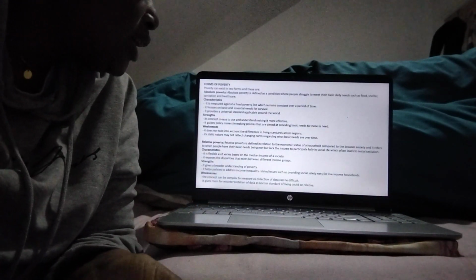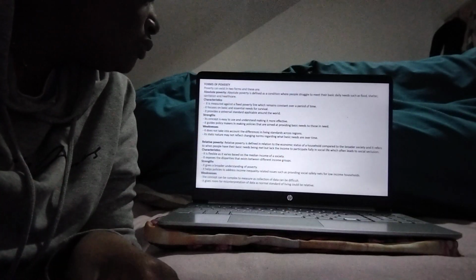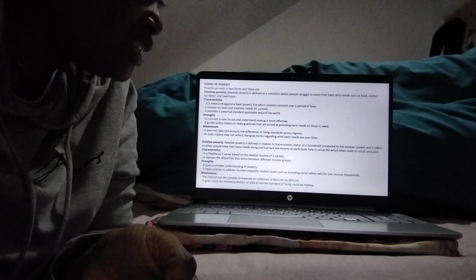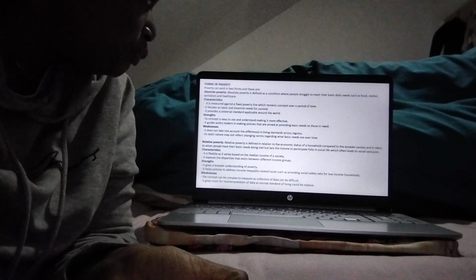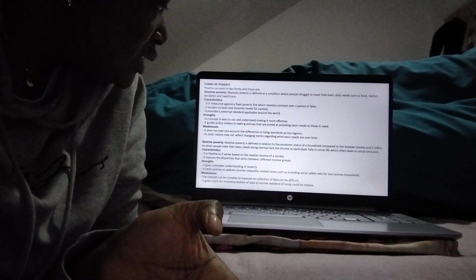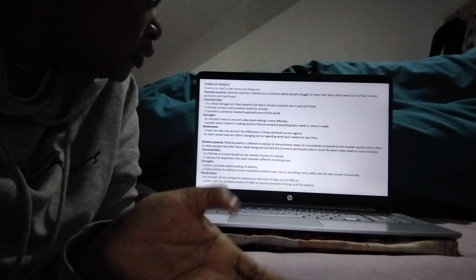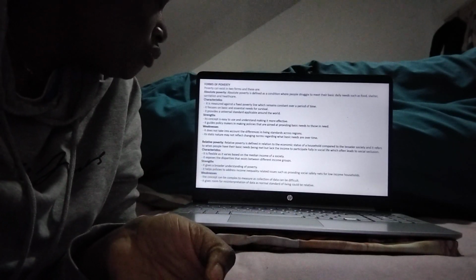Next slide, we have forms of poverty. Poverty can exist in two forms: absolute poverty and relative poverty. Absolute poverty is defined as a condition where people struggle to meet their basic daily needs such as food, shelter, sanitation, and healthcare, and is characterized by its measurement against a fixed poverty line which remains constant over a period of time. It focuses on basic and essential needs for survival.